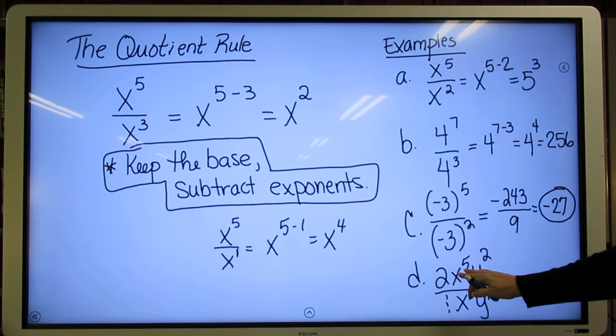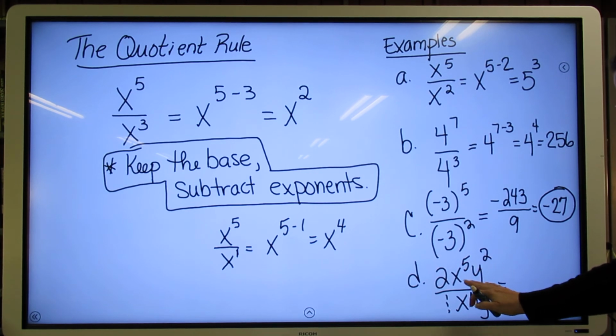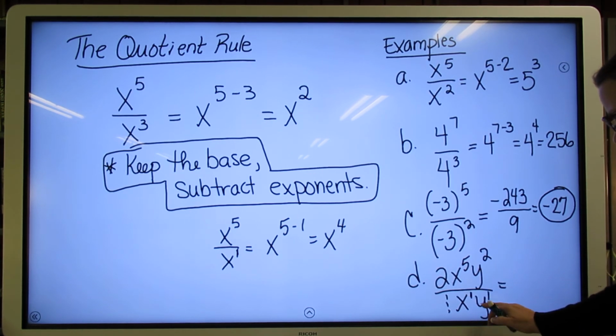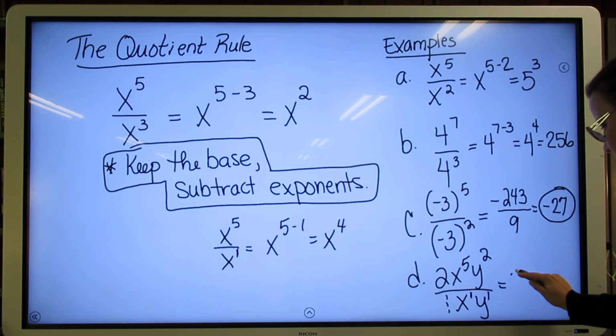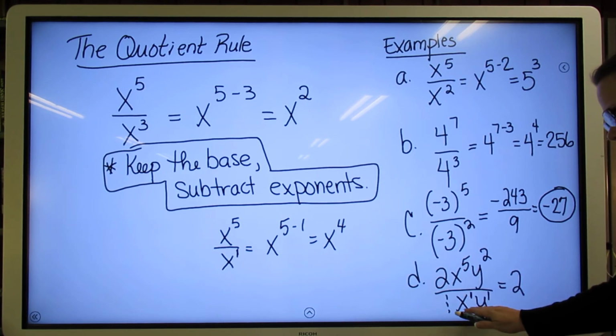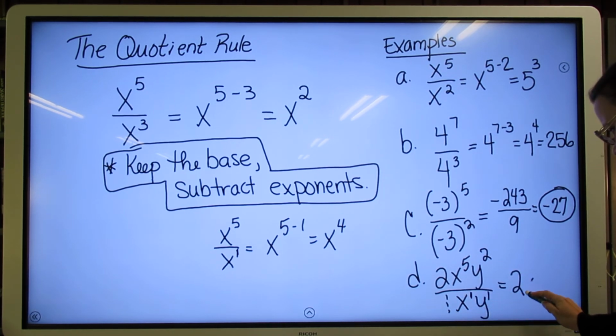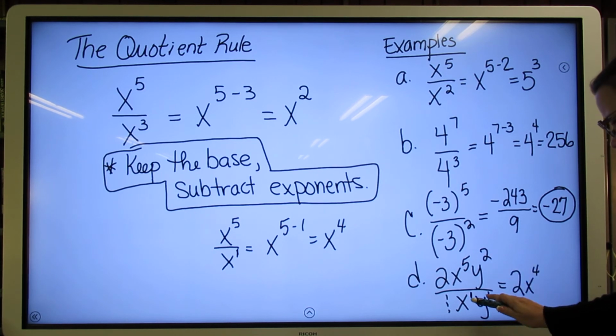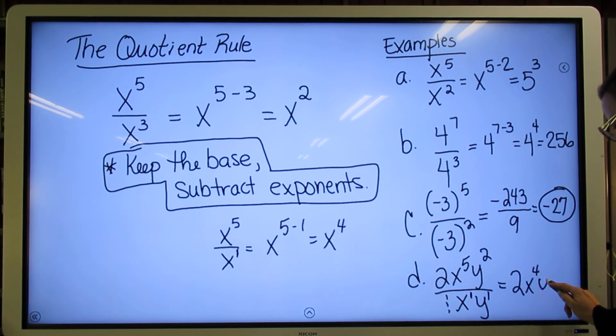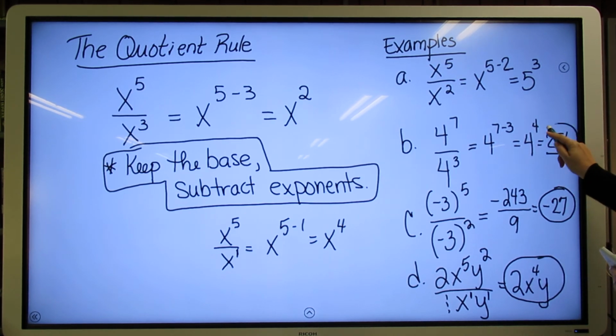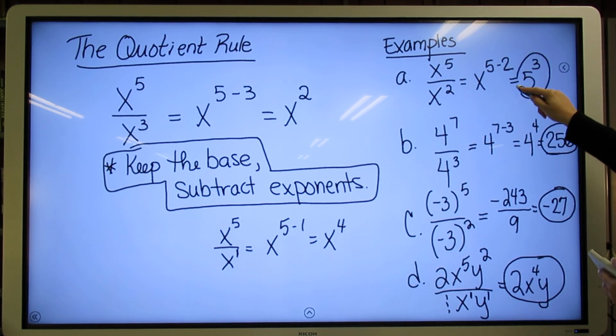So we have 2x to the 5th y squared divided by xy. 2 divided by 1 is 2. x to the 5th divided by x is going to be x to the 4th. y squared divided by y is just going to be a y. And then that would be your final answer for that one. And then this one, and then this one.